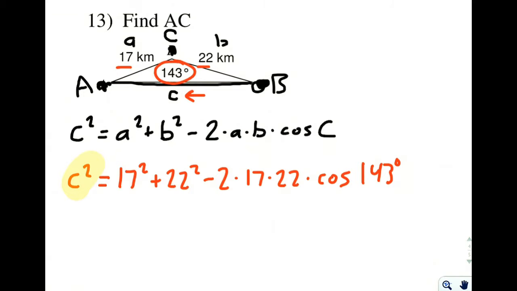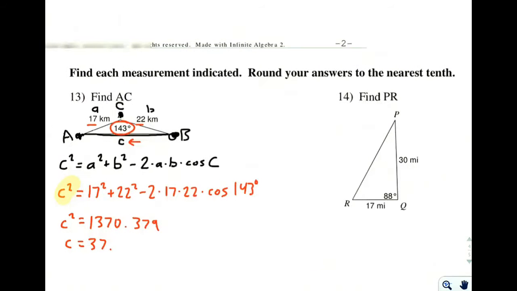When you do that, you're going to find that c squared is equal to approximately 1,370.379. And now you need to square root that answer. So take your answer that you just got, square root it, and you're going to get that c is equal to 37.01 something or another.